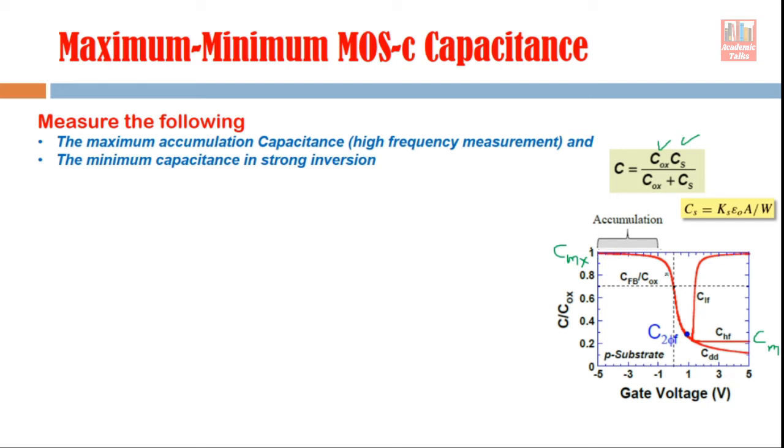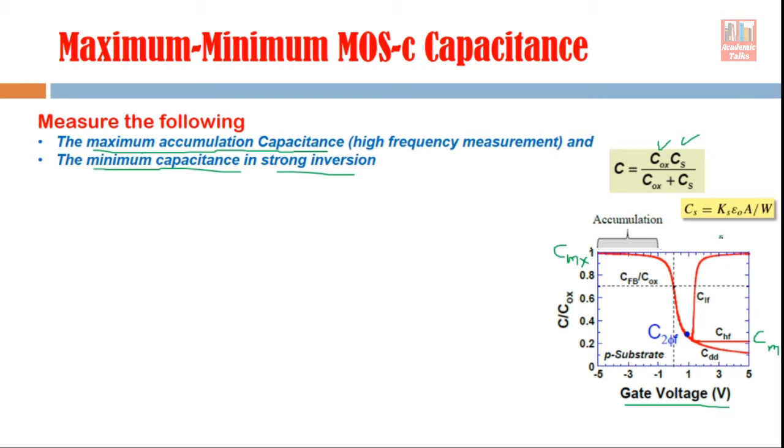First we have to plot this type of graph. In case of a MOS, we have to change the gate voltage, and as a function of this gate voltage we have to measure capacitance, and plot that data. The data will be something like this. We will have a maximum value, the maximum accumulation capacitance that we have to measure, and then the minimum capacitance that we have to measure. The minimum capacitance should be in the inversion region.